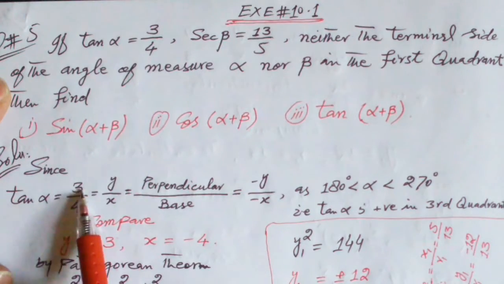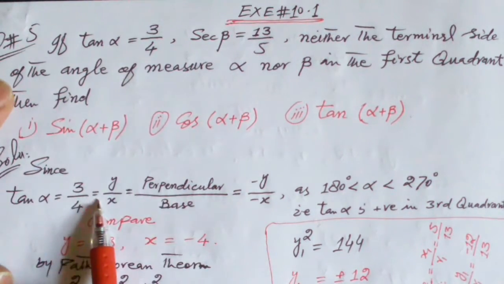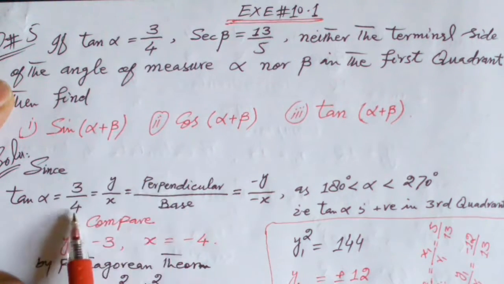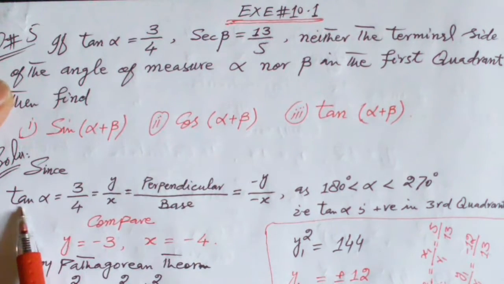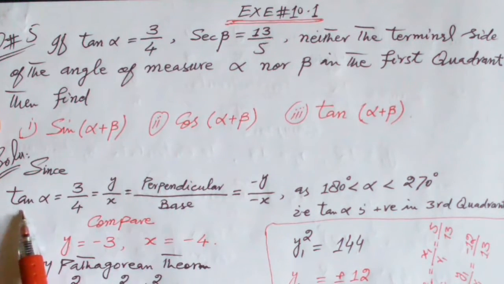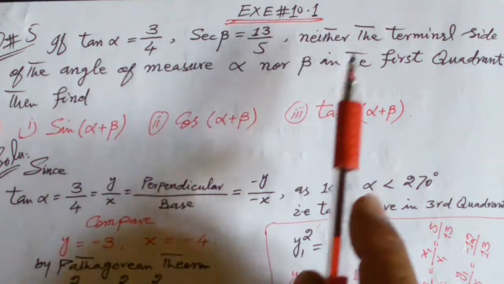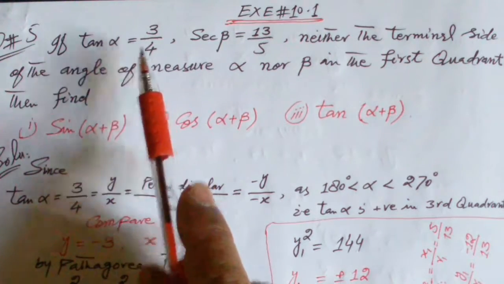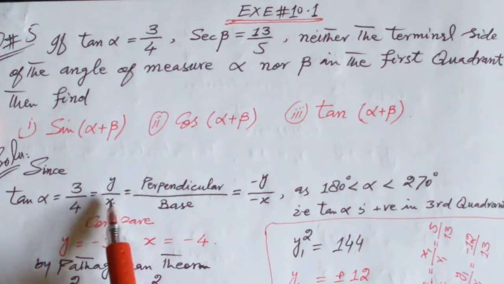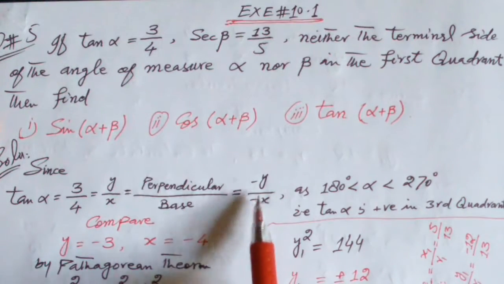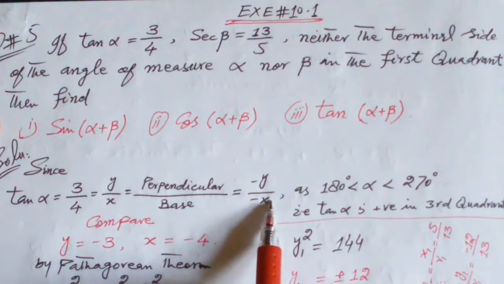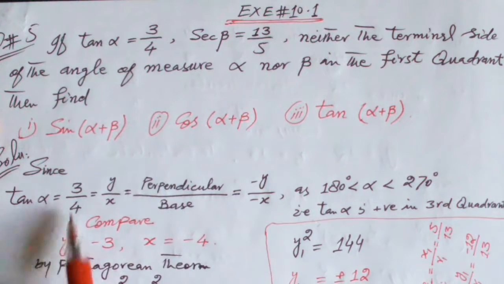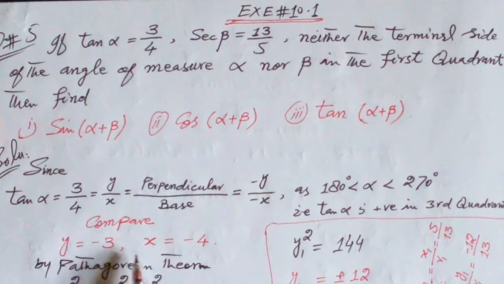Since tangent of alpha is equal to 3 divided by 4, which is denoted by y divided by x, y will be the perpendicular and x will be the base according to the definition of the tangent function. Alpha is in the third quadrant because tangent alpha is positive in the third quadrant. So x and y both will be negative. Compare this data with y divided by x. We have y is equal to -3 and x is equal to -4. Y will be the perpendicular and x will be the base.